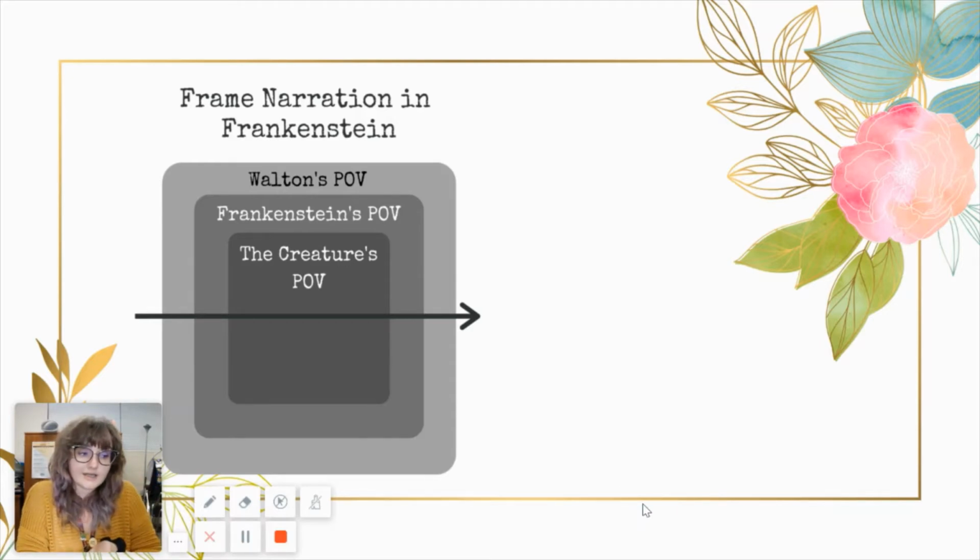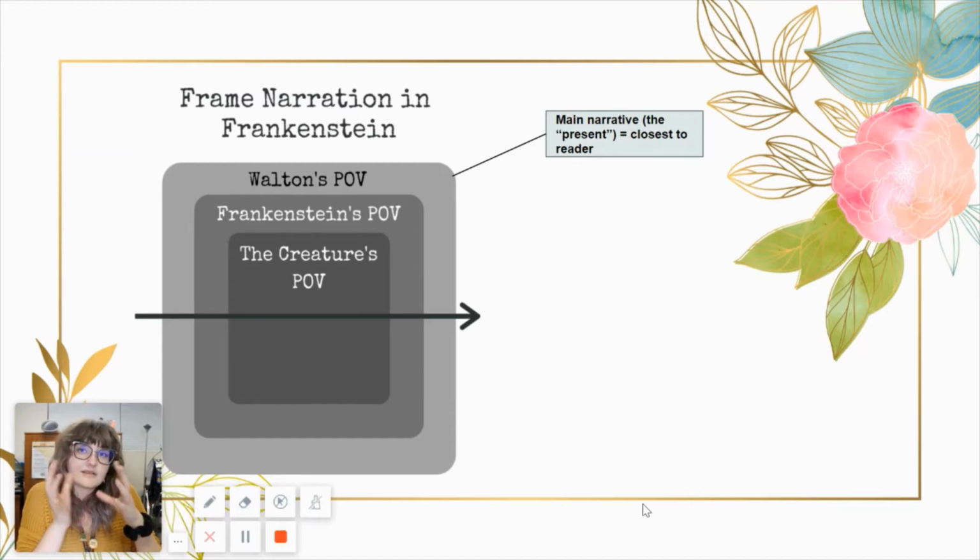So with Frankenstein, we actually have 3 different stories. We have a double frame narrative. The main narrative, which is the present, is the one narrated by Walton. It's his set of letters that he is writing to his sister. The reader is closest to this story in Frankenstein because it's told in the present, and Walton is the one relaying his experience to us. He is a primary source on his own experience.